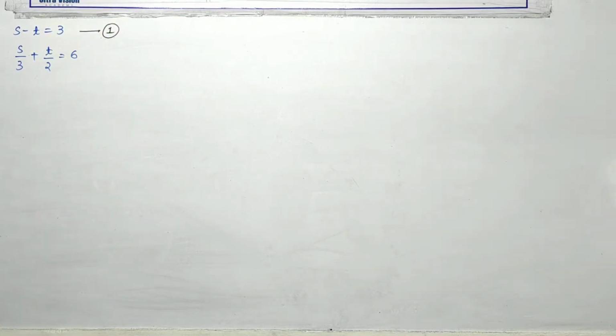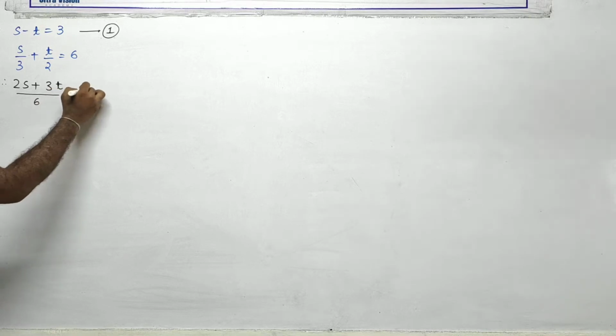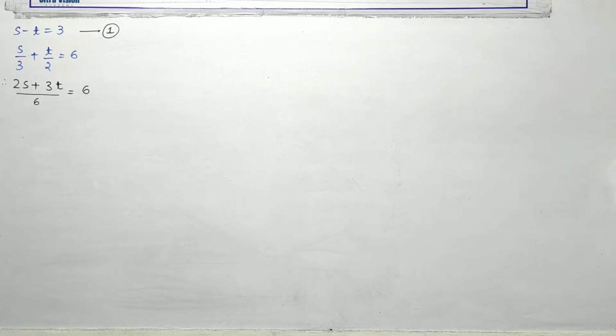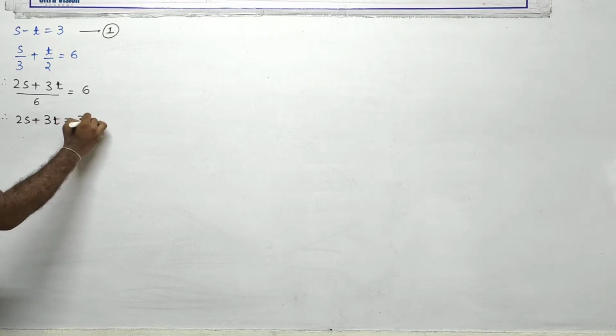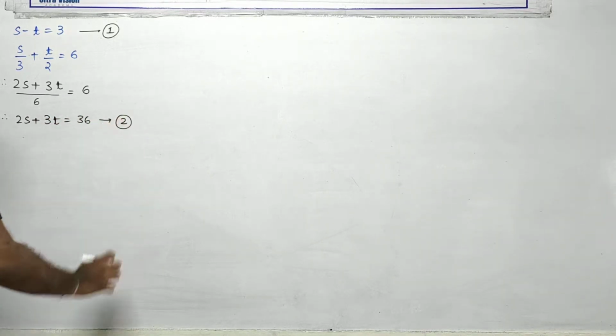And for the second equation, first of all, we will need to simplify this. So simplifying, we will take the LCM or you can also cross multiply. So that is 2 into S plus 3 into T upon 6 is equal to 6. Right? This 2 will be multiplied here with S, and 3 with T. So 2S plus 3T upon 6 is equal to 6. Therefore, 2S plus 3T is equal to 36. This is the second equation.